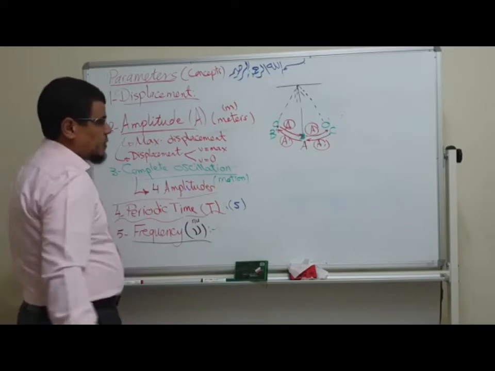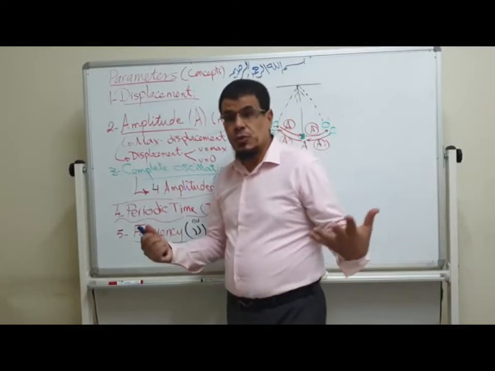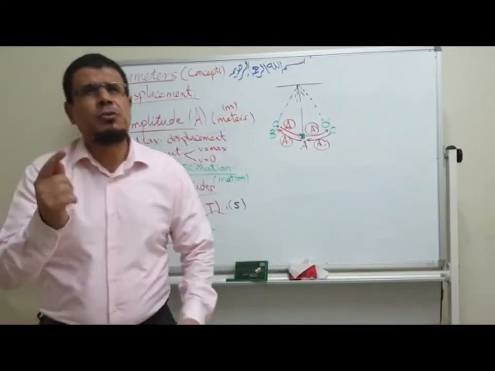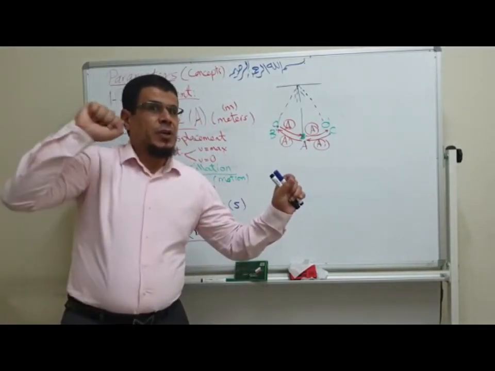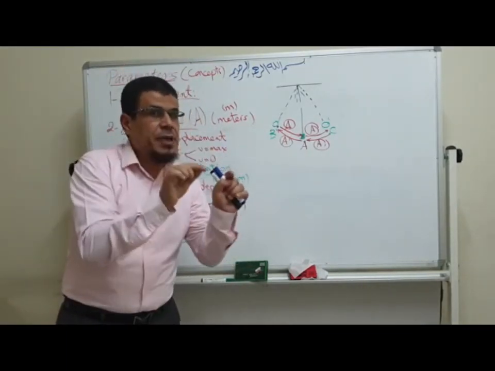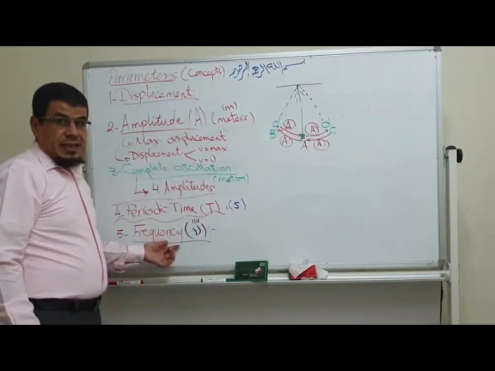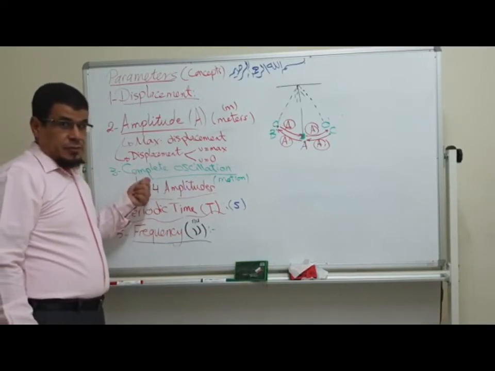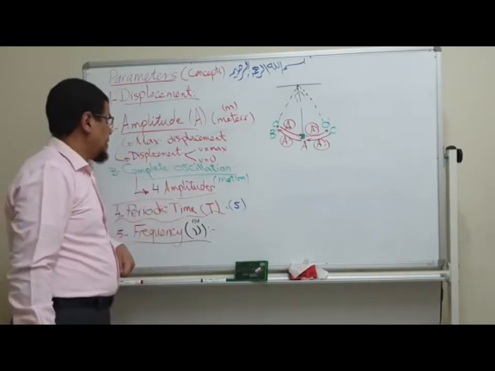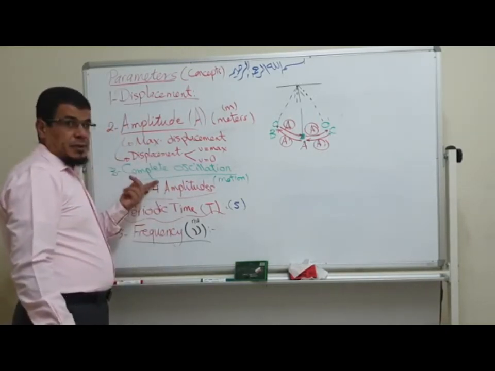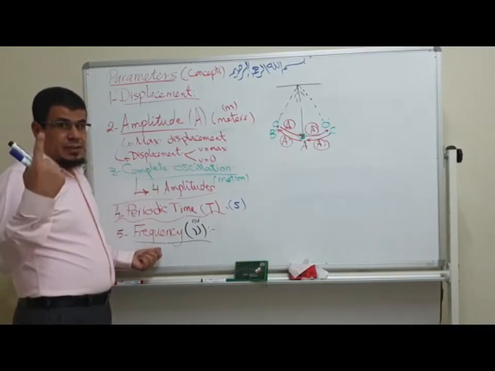What's the frequency? If I ask you, what is your frequency of going to school? You can say that I go to school 5 times a week. So you count something per time. The same thing here. So the frequency is the number of complete oscillations made in 1 second.